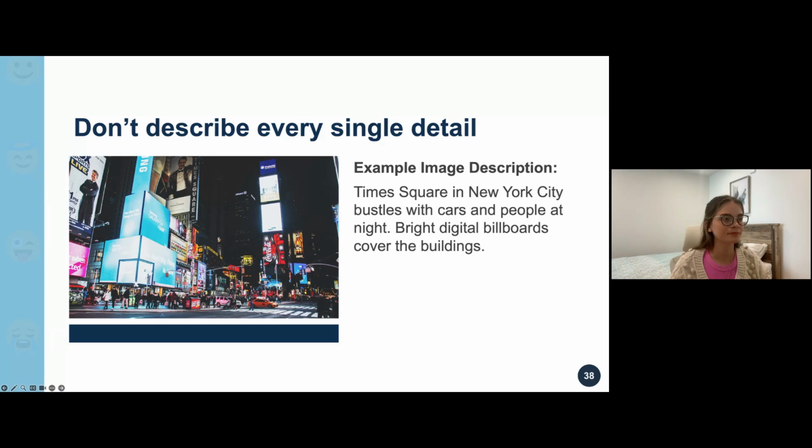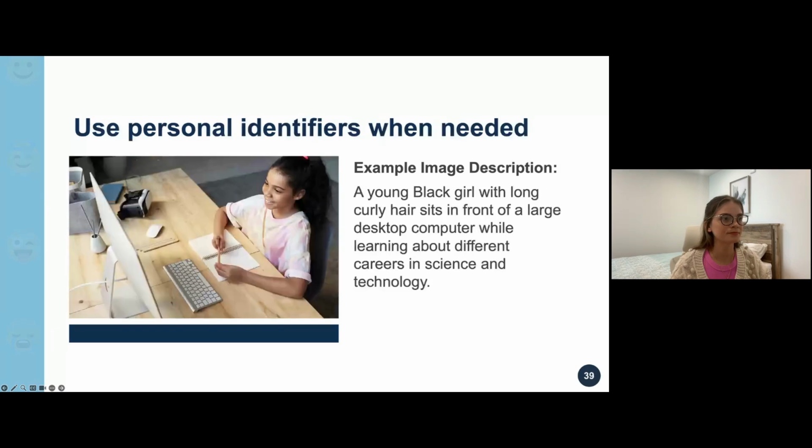Now, this next tip should be given careful consideration since it was written by a white cis woman. Identity and representation are complex and multifaceted subjects that should always be treated with respect and care. You can use personal identifiers for people when needed in your alt text. If the race, gender, ethnicity, sexual orientation, age, or another identifier for a person is relevant to the overall context of a visual, feel free to add it to your image description.